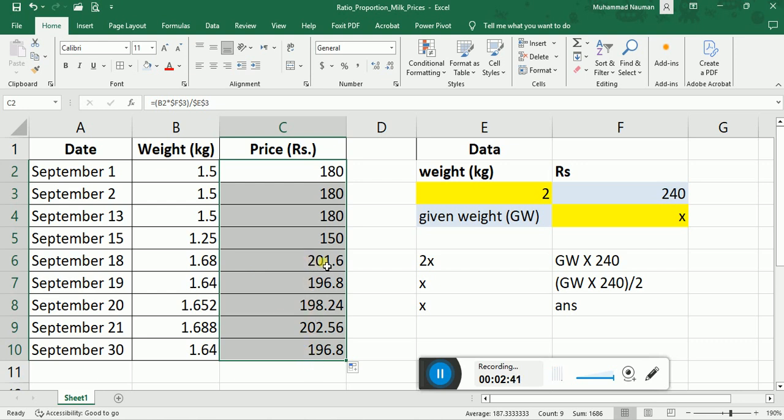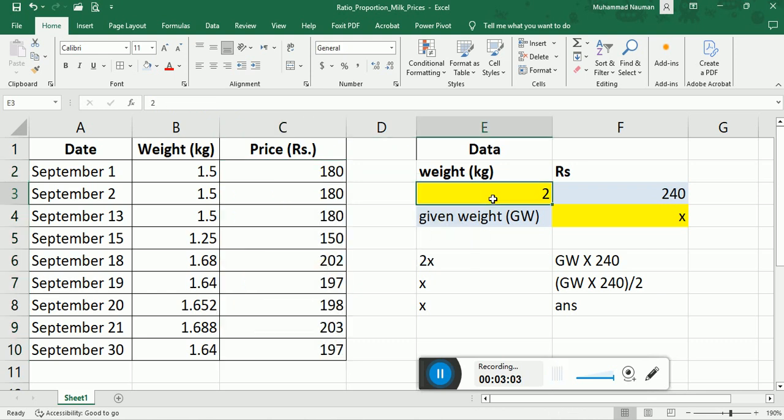We want rupees, and we don't want any digits after the decimal. Then we will decrease the decimal from here, or we can also increase the decimal from here. So decrease it and we will get the fixed value. You can also change the data or rupees by typing any ratio you want.